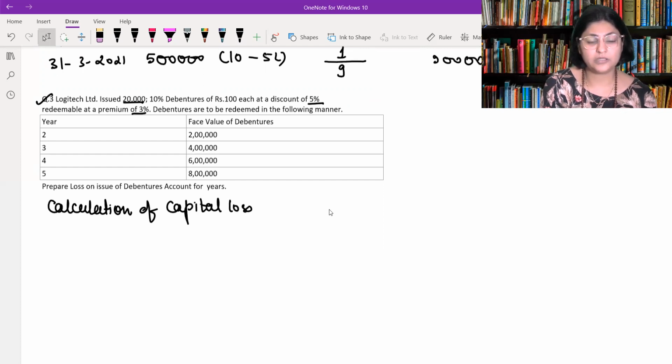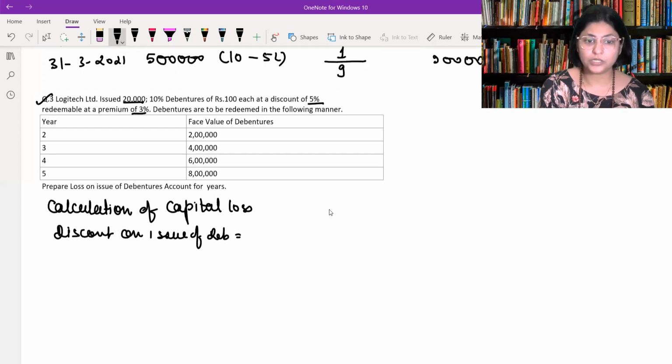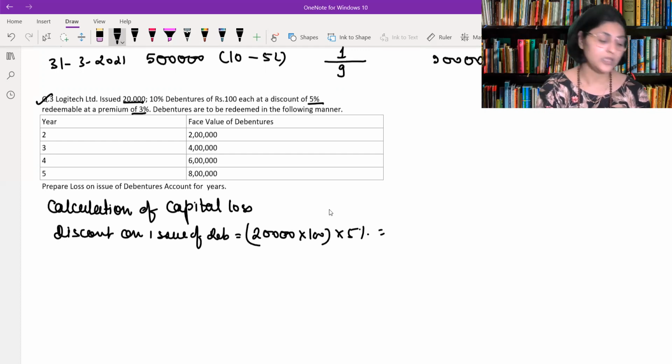And the capital loss is, first, if I talk about discount on issue of debenture, it is the total amount of debenture, the face value of debenture, 20,000 multiplied by 100 into 5%. This is the amount of discount. So this is 20 lakh into 5%, 1 lakh rupees.